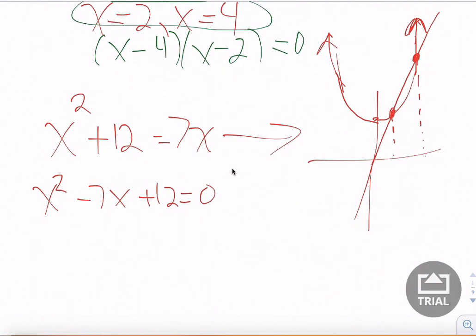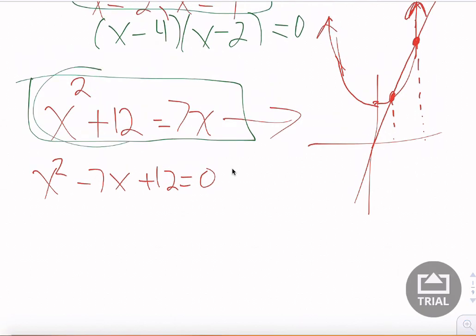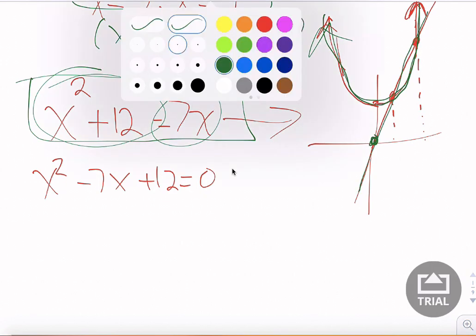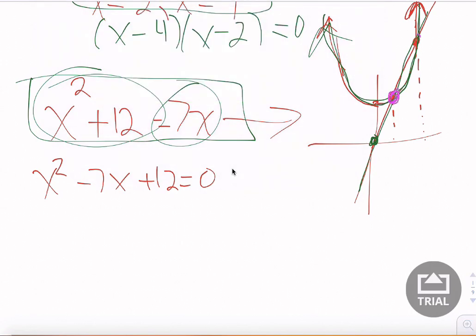Here's another one. What if we had this equation? What would this mean? Well, again, I'm finding the x values where x squared plus 12 would be equal to 7x. So what I did over here is I graphed them both. x squared plus 12 might look something like that, right there. And then 7x would be a straight line through the origin, right? And then it would have two intersection points, which would occur right here and right here.